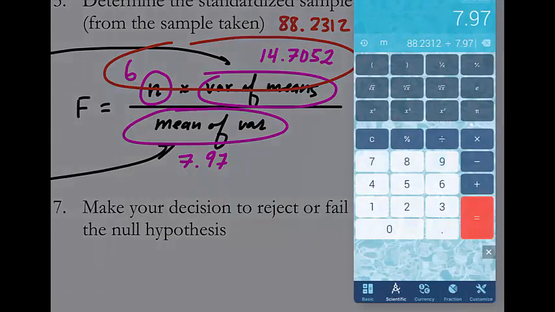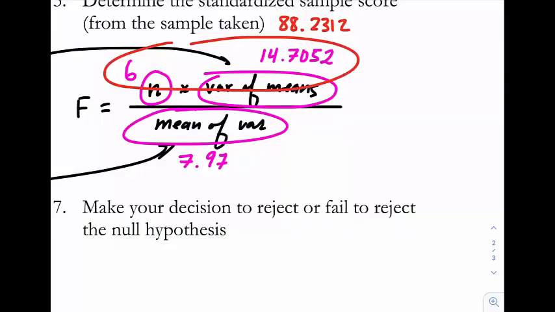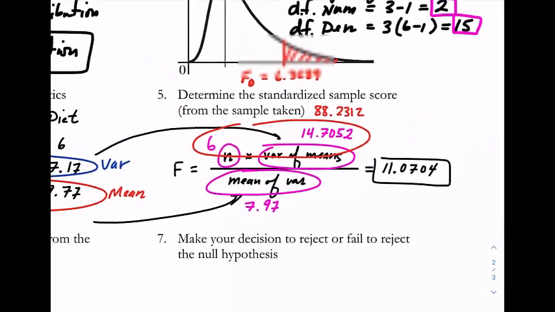7.97. All right, done. So you got the 11. So we're going to go to 3 places there. 11.0704. Okay, that is the standardized value. Are we past the cutoff point? Absolutely.